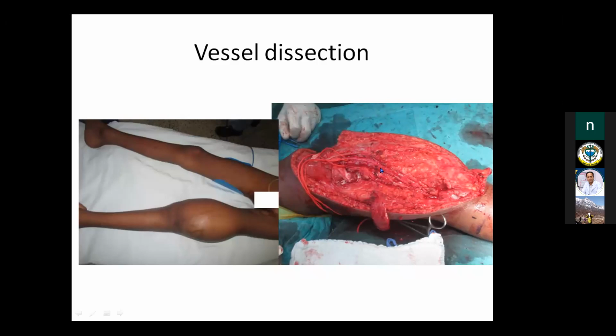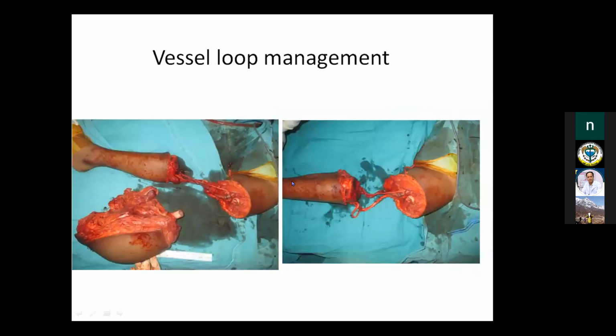Now, after the vessel dissection, you do a resection. Resection is easy. You cut the bones, take it out, and you have two pieces left attached with the vessel and the nerve. Now, this has to go in place to create the limb that you wanted to create, an unnatural but functional limb. This is the most important thing.